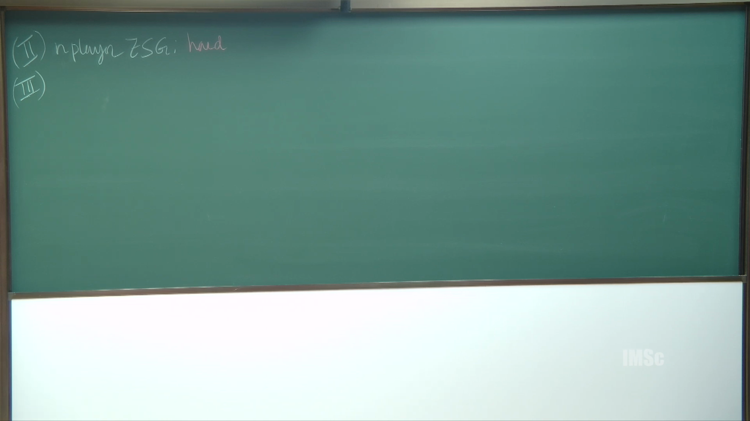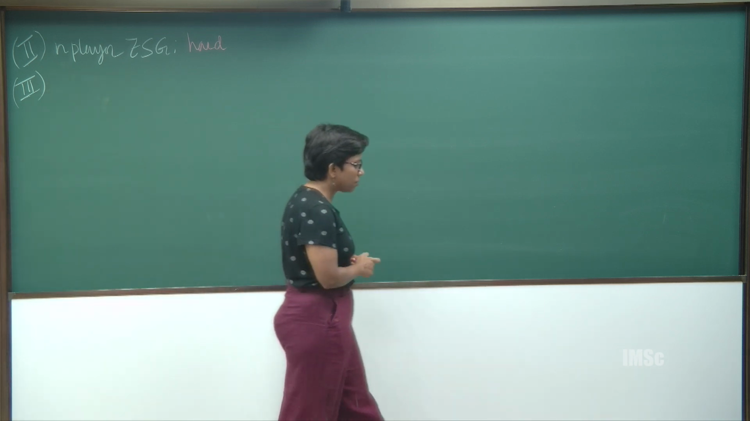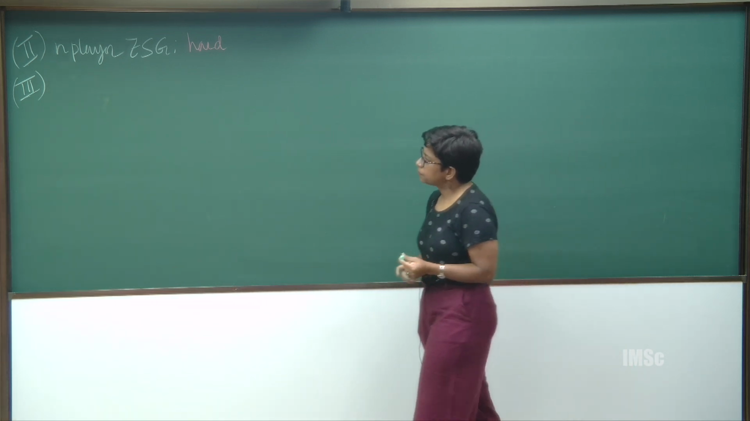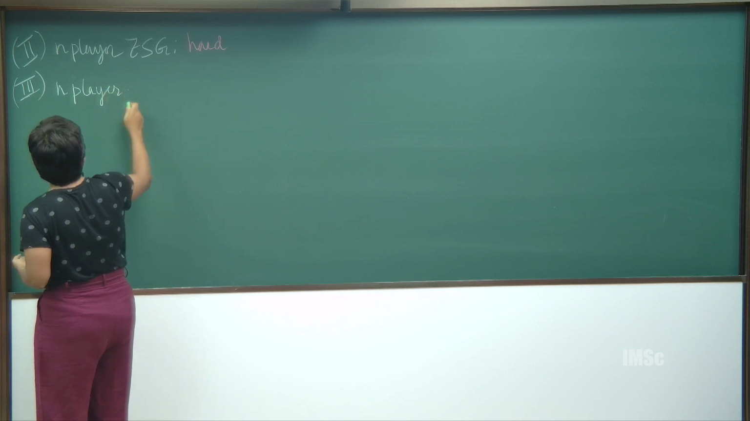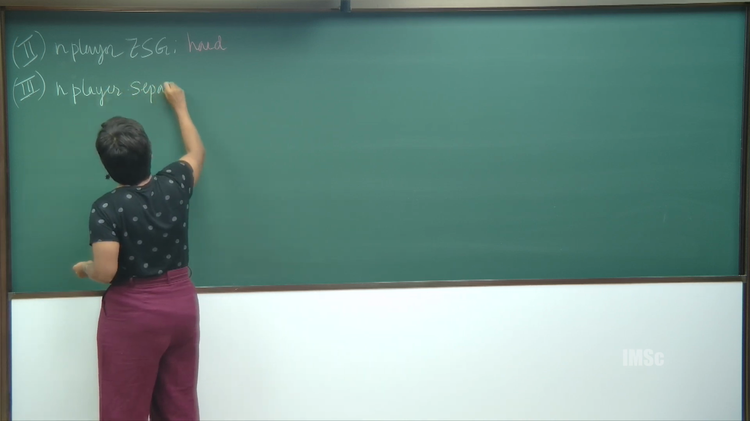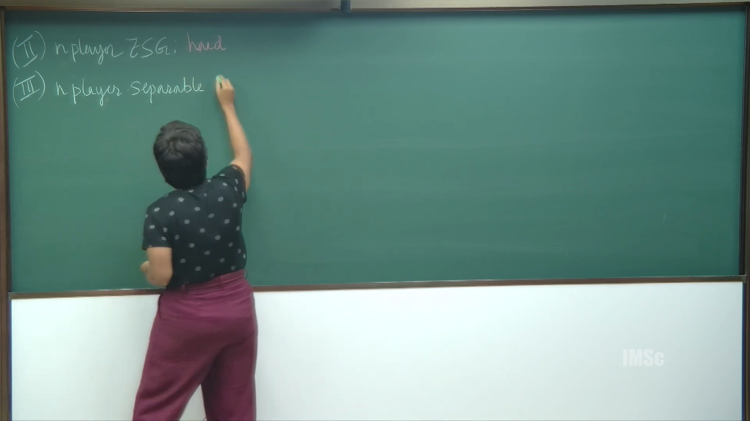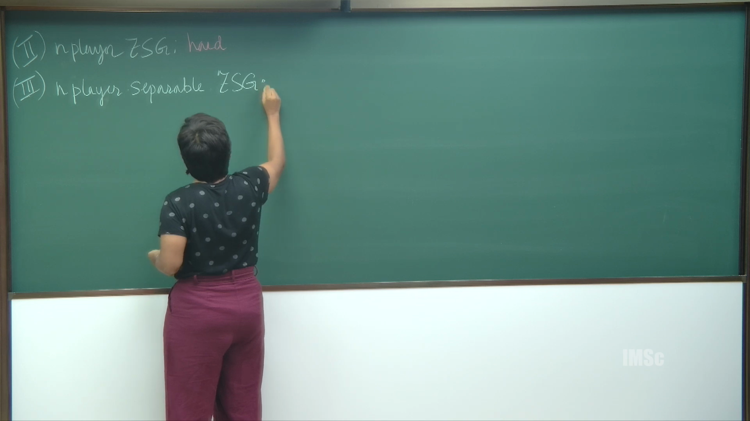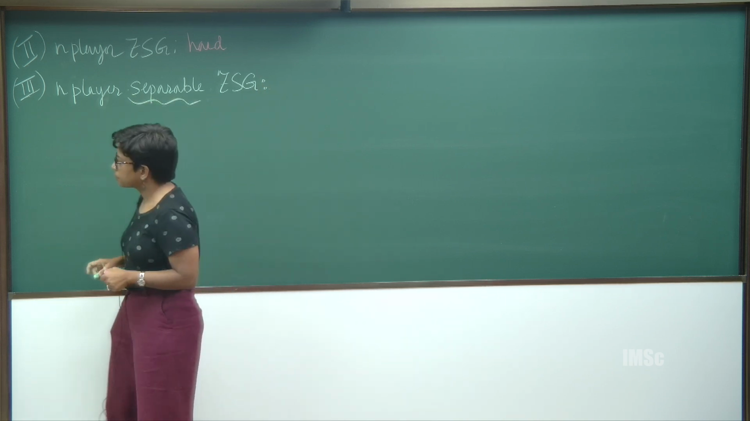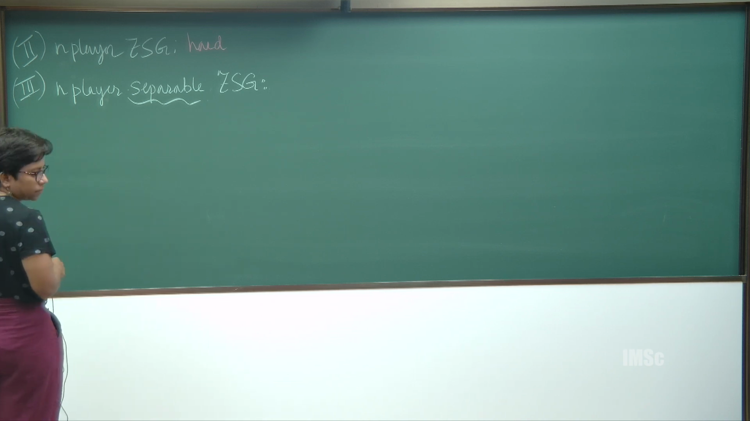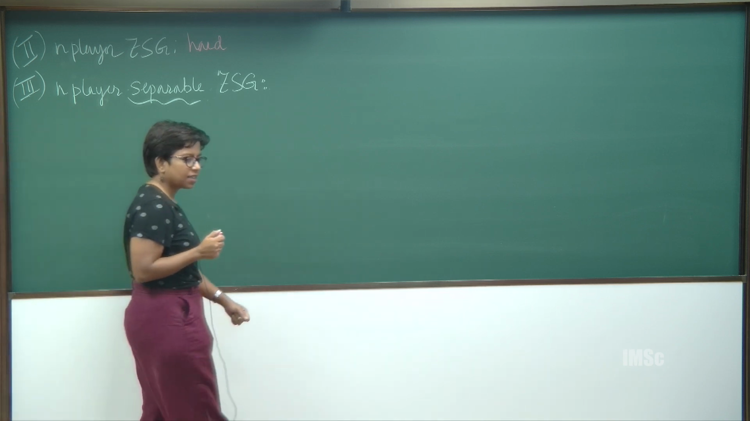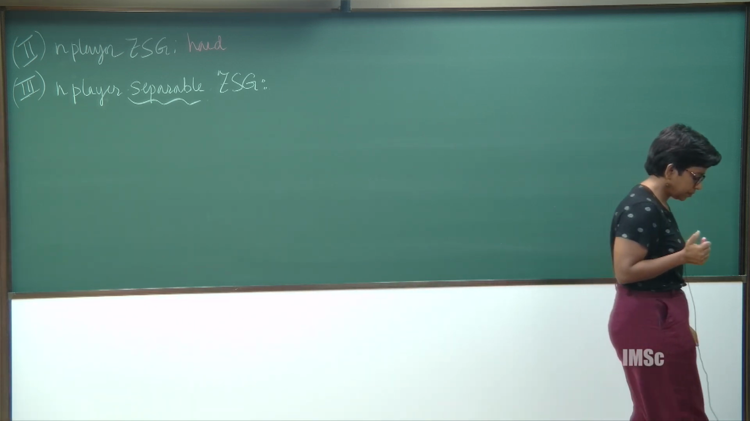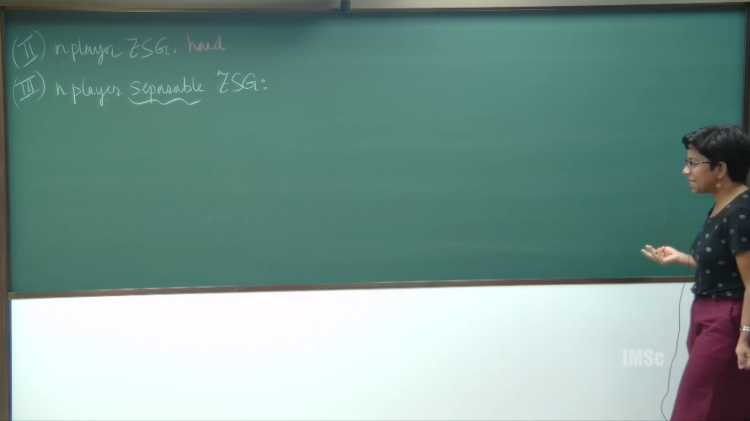Now, there is something about this n player zero sum game, some special category of n player zero sum game, where we basically get tractability back: the n player separable zero sum game. So, what does separable mean? The utility is a sum of individual utility functions; basically, that's what the name is.